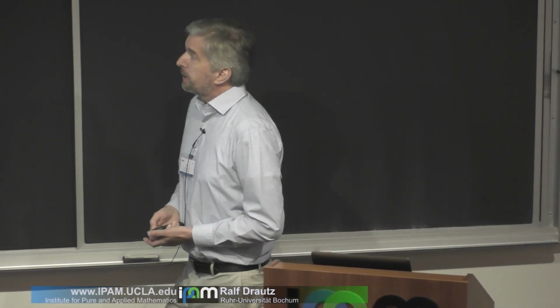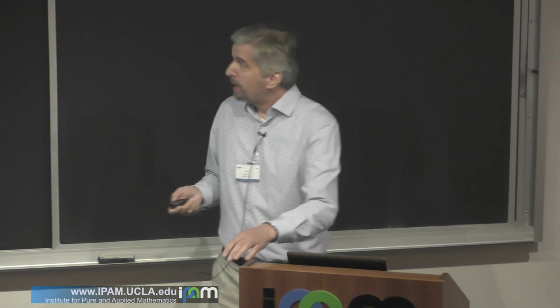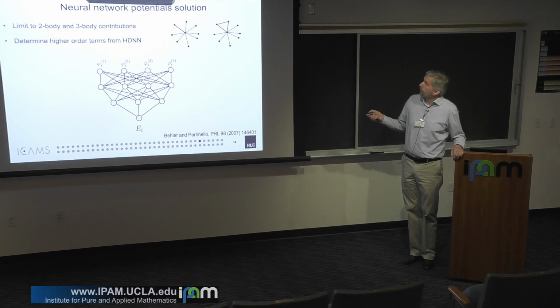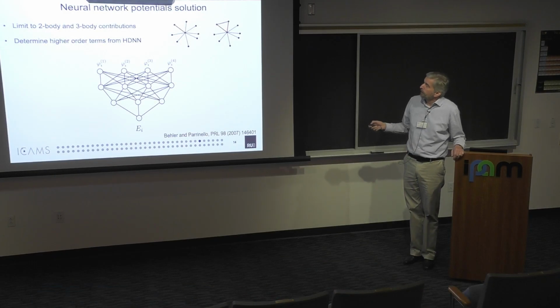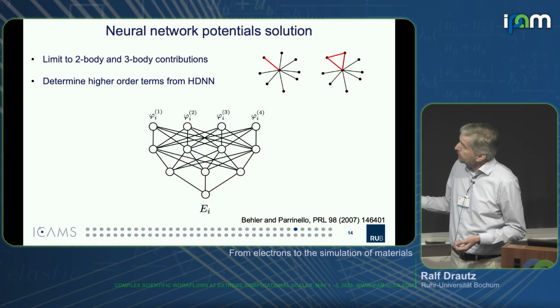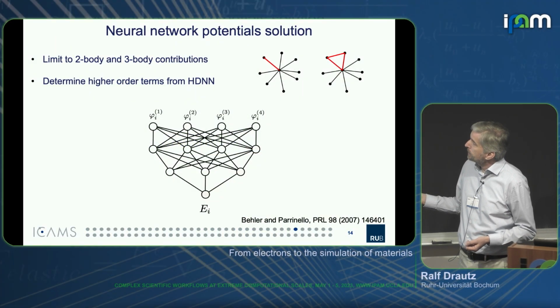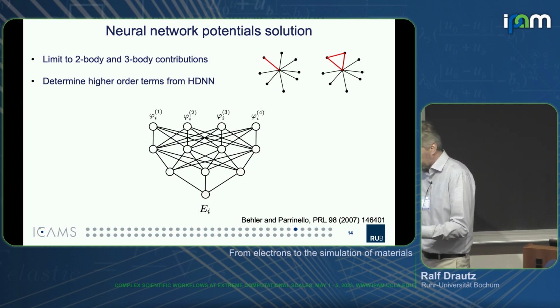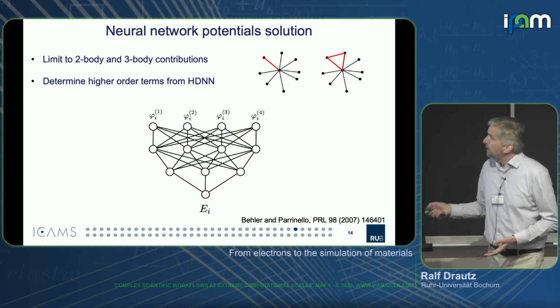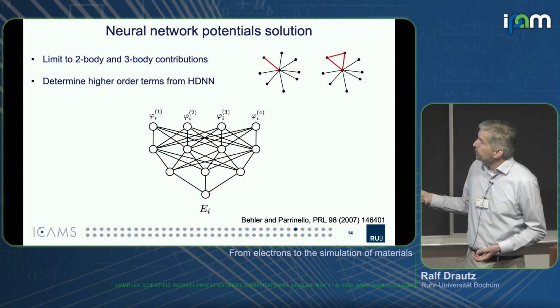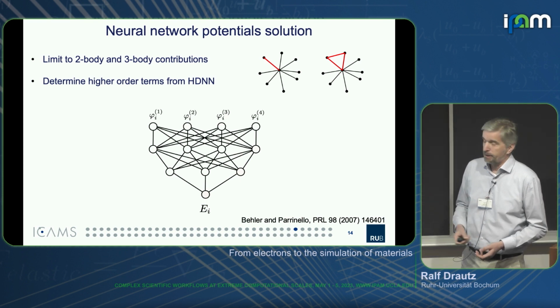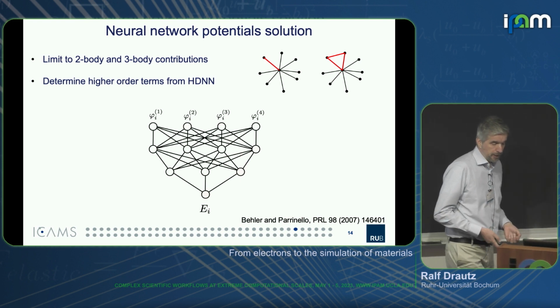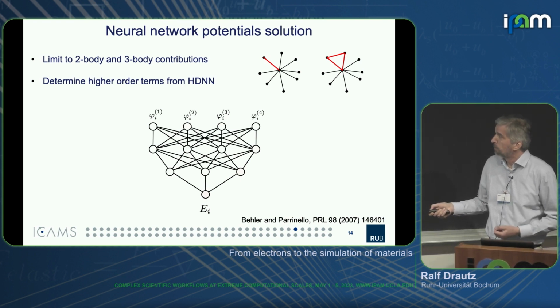And what Jörg Behler did, and that really started the field of machine learning into atomic potentials, he said, well, maybe we can get away with 2-body or 3-body contributions. So he said, okay, I have descriptors that depend on pairs and descriptors that depend on 3-body contributions. And I compute many of these descriptors. And I use descriptors as an input layer to a high-dimensional neural network. And I ask the neural network to predict the energy per atom.